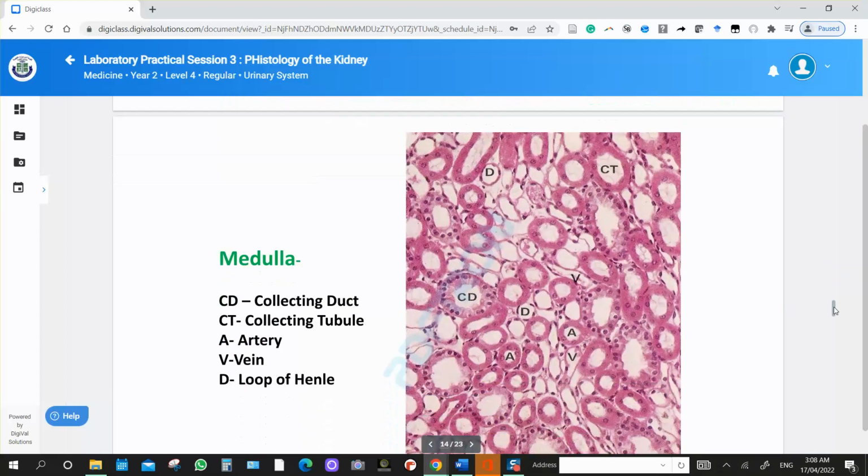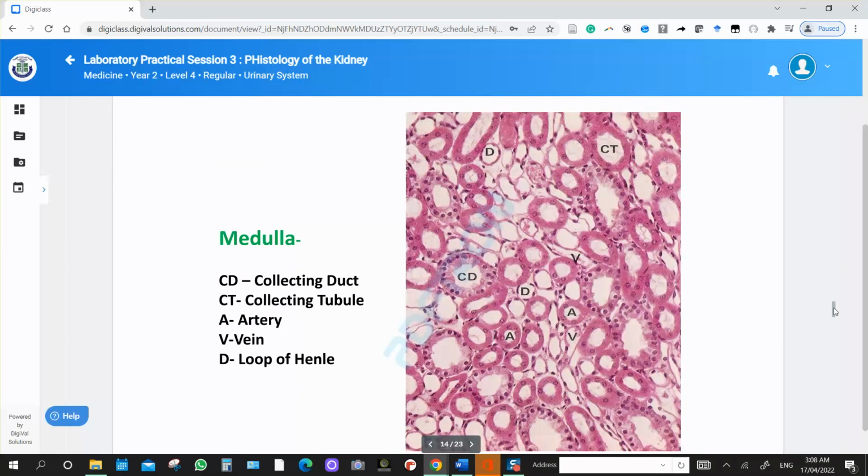Now this is a medulla. In the medulla you will not see any glomerulus, no glomerulus in the medulla. Collecting ducts, that is the CD. Then you have the collecting tubule. Collecting ducts will be simple columnar epithelium. Collecting tubule, the same epithelium.